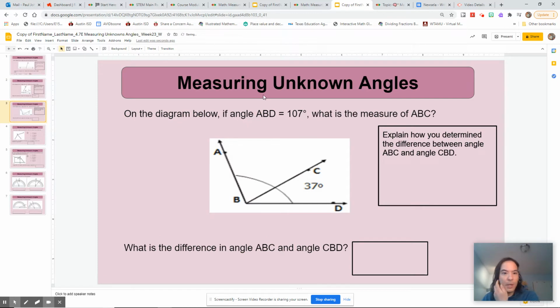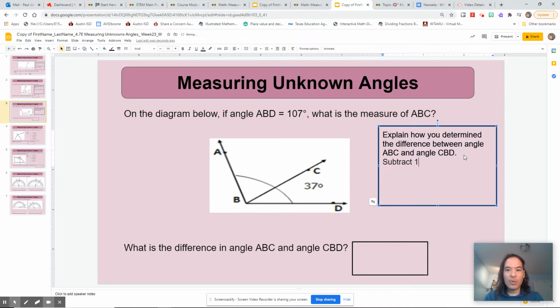Next up, on the diagram below, if angle ABD equals 107, what is the measure of ABC? If ABD equals 107, ABC is what we don't know. The part that we do know is CBD, so that one is 37 degrees. ABC is our unknown part. We know the total angle is 107, so we are going to have to subtract 37 degrees from 107 degrees.